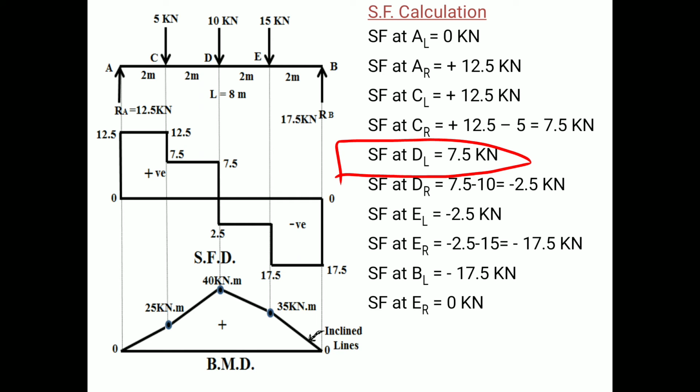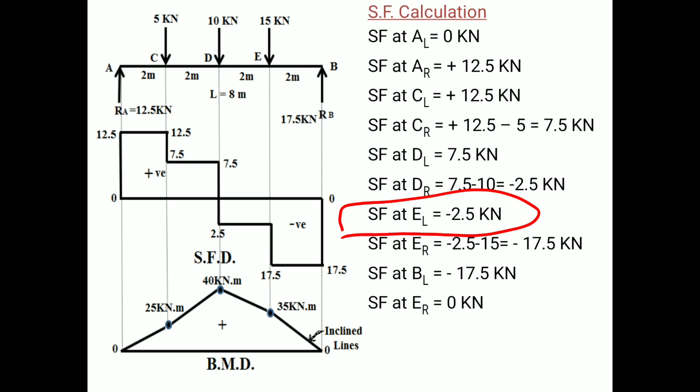Now shear force at right of D will become 7.5 minus again this 10 kilonewton, because this 10 is acting in downward direction. So 7.5 minus 10 will become minus 2.5 kilonewton. Now there will be a minus sign for the value of shear force at right of D. Again there is no force acting between D and E, so shear force at left of E will remain as it is, so it will be minus 2.5 kilonewton.